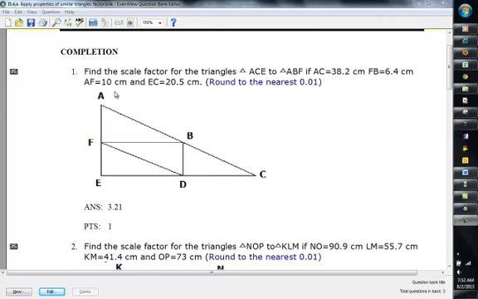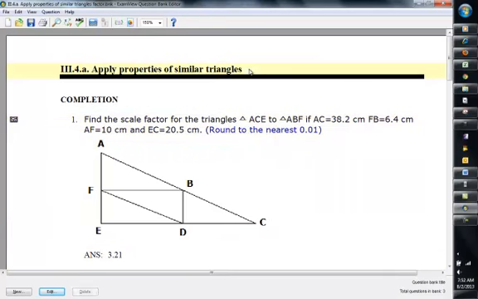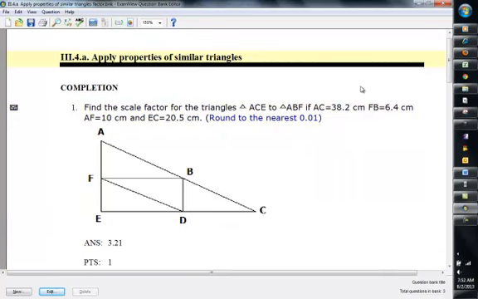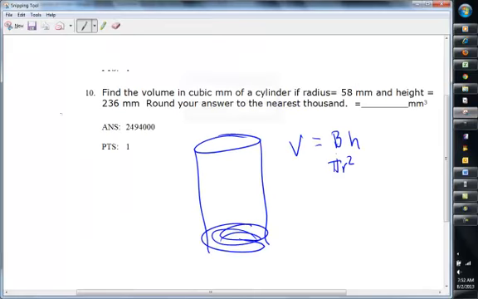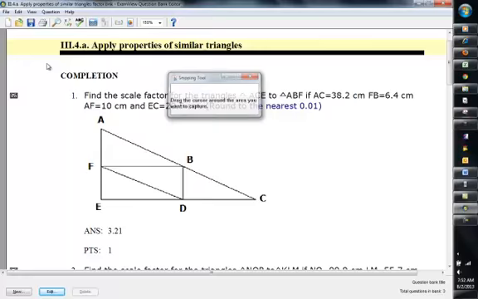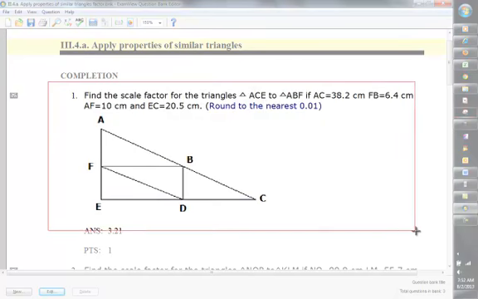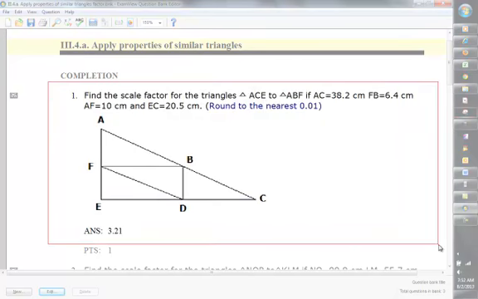This is 3.4.A, and we are going to be applying properties of similar triangles. The one we're going to talk about specifically in this exercise is the scale factor, which is the ratio of the lengths of the sides. So let's look here at this first one. Find the scale factor for these two triangles.